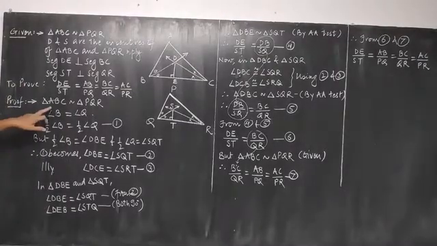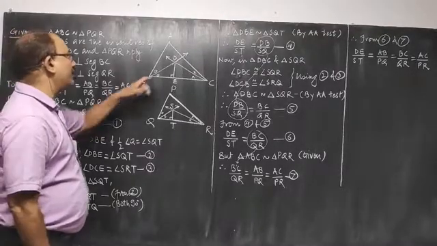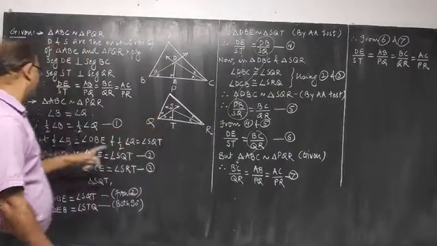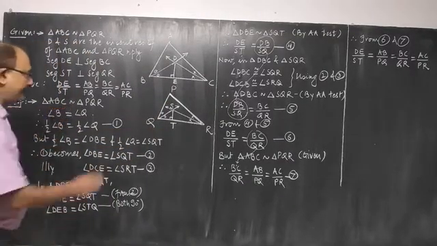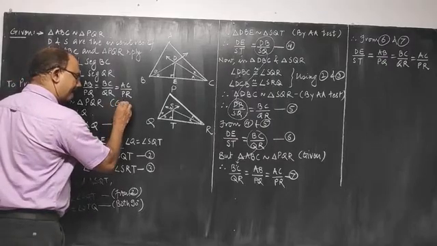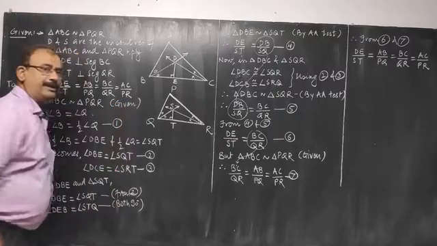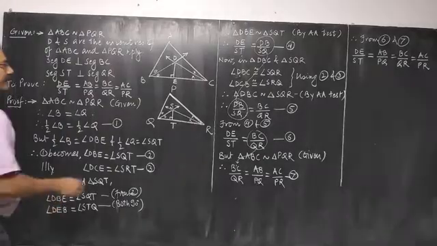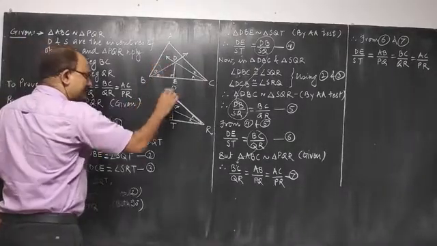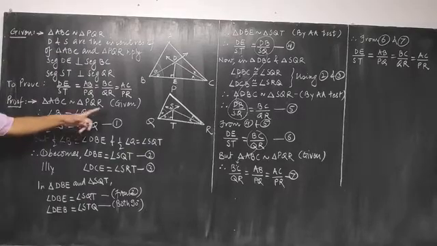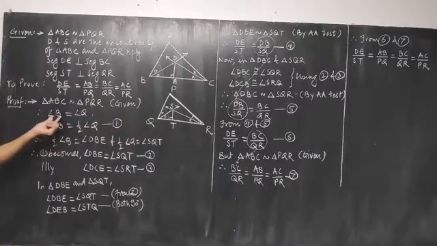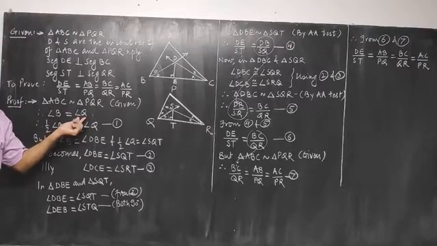In triangles ABC and PQR, these triangles are similar. This is already given. Let me write given here. Now we know that if the triangles are similar, then corresponding angles are congruent. So angle B is congruent to angle Q. That means measures are equal. So I have written angle B is equal to angle Q.